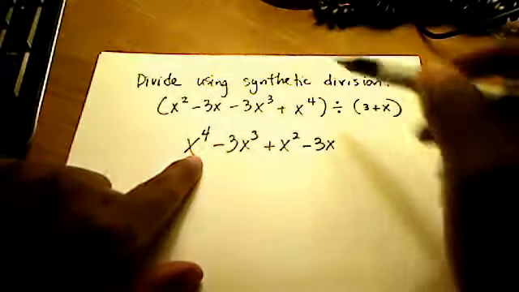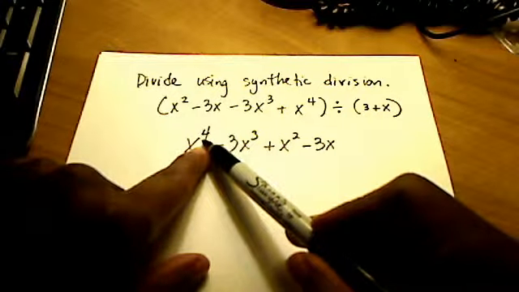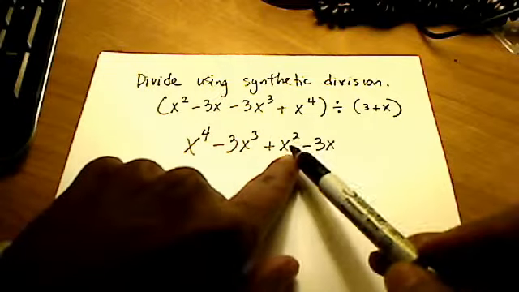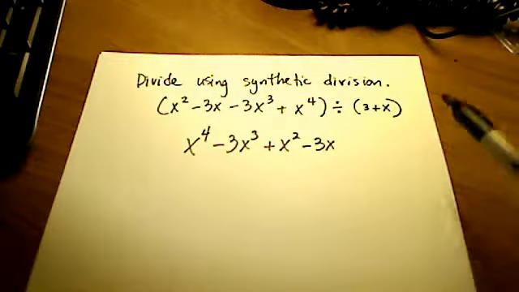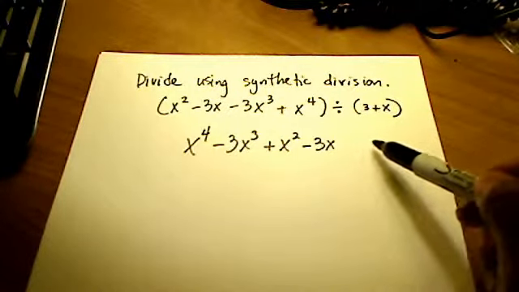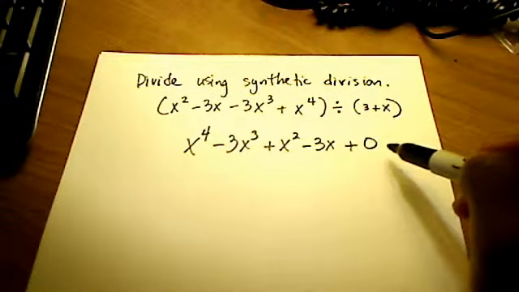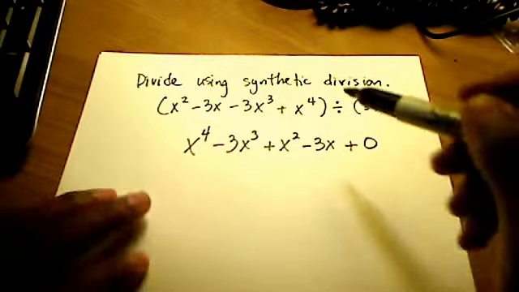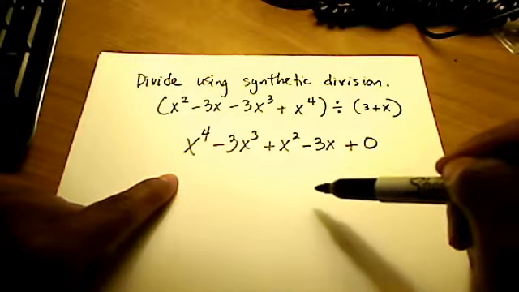So I like this a lot better because now I'm going in descending order with my exponents, from the largest, x to the fourth, negative 3x to the third, x squared. This is really x to the first power. And I don't know if you noticed or not, but there's no constant in this problem here. There's no plus 7, there's no minus 5 or whatever. So I'm just going to add a plus 0 at the very end.